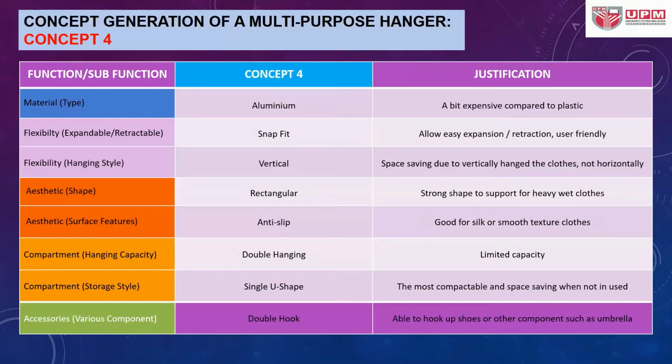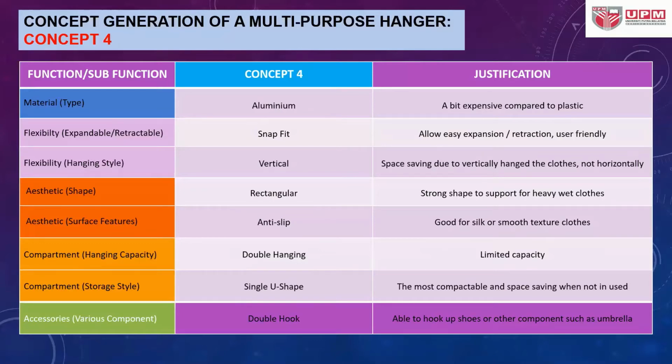The elements for concept number 4 are aluminium material, snap fit, vertical, rectangular, anti-slip, double hanging, single U shape, and double hook. The advantages of this concept: snap fit allows easy expansion and retraction and is user-friendly. Anti-slip is good for silk or smooth texture clothes. The disadvantages of this concept: double hanging has limited capacity, and aluminium is a bit expensive compared to plastic.